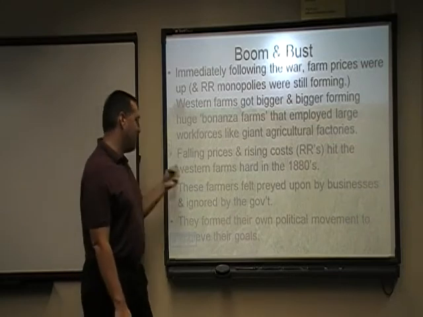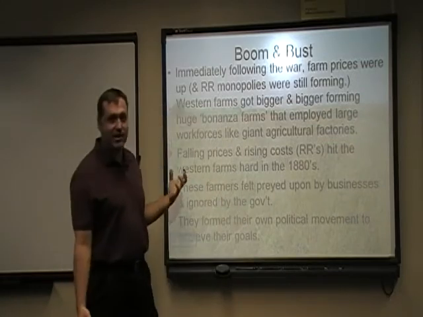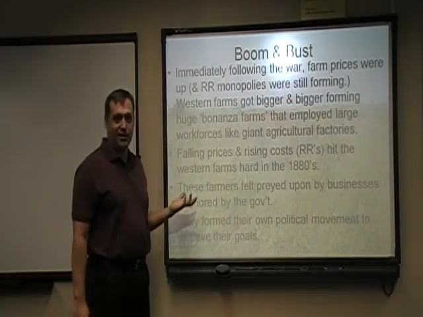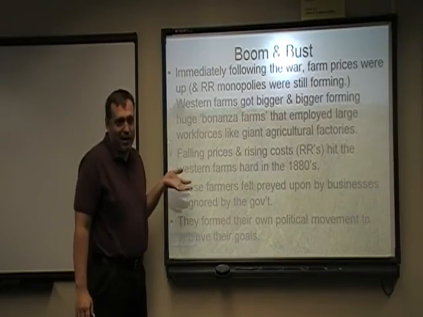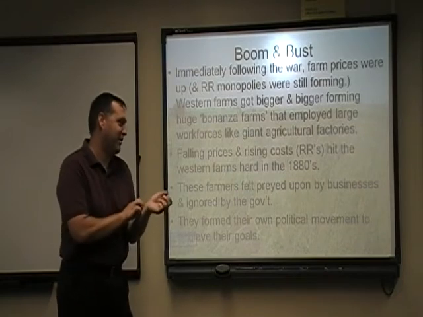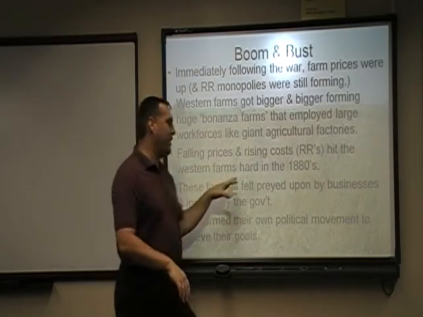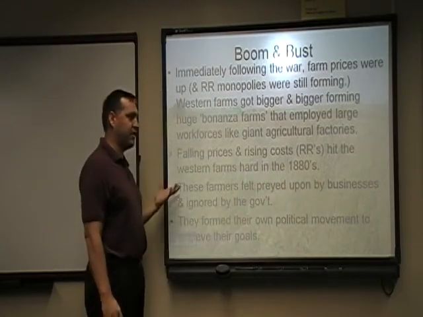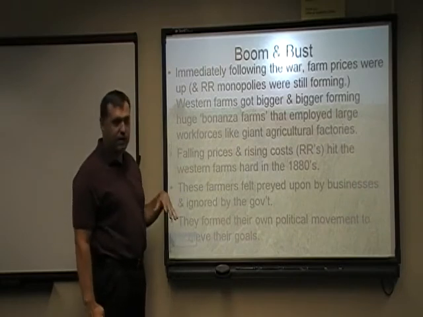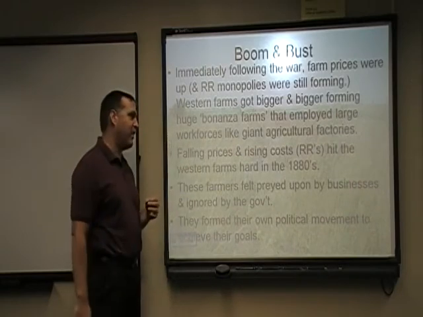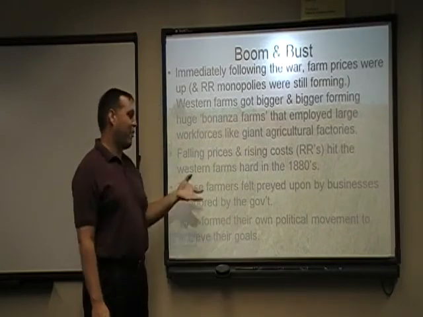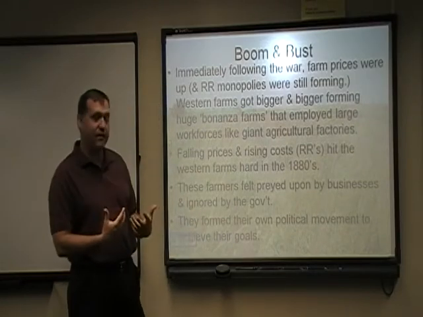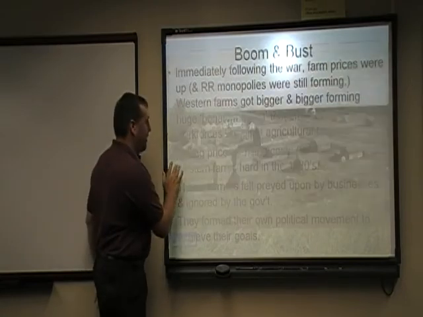So what's ironic is they're going to petition the government to help them out of this, which is like petitioning the poison bottle to make you feel better after you accidentally swallow some. But this is the idea: they feel that the big businesses, especially of the industrialized East, the banks and the railroads, have their eyes on them, and that the government is ignoring them. So they form their own political movement to try to achieve these goals and gain parity.